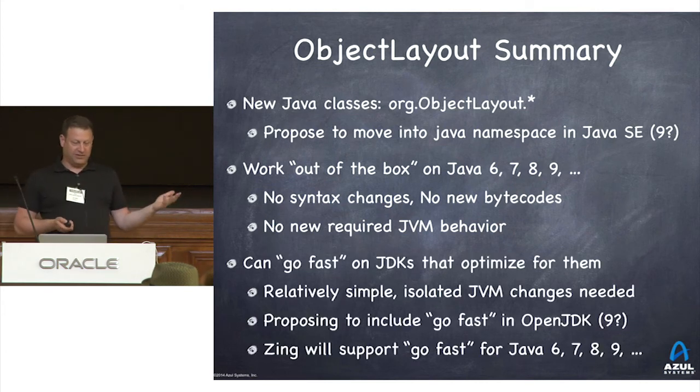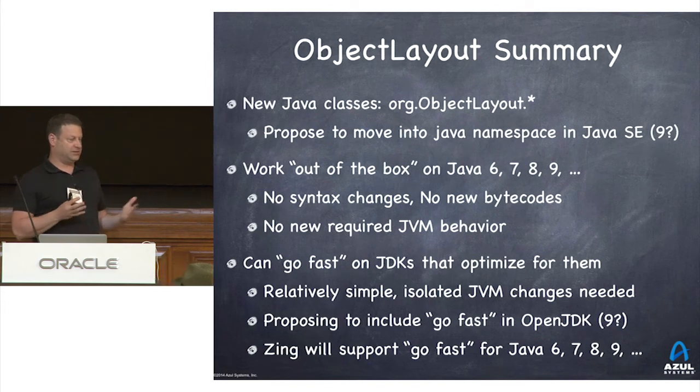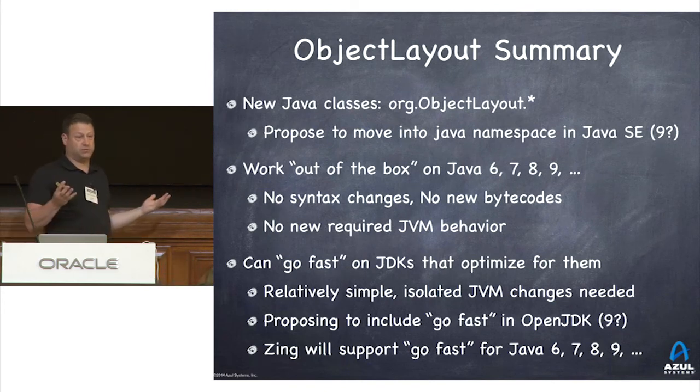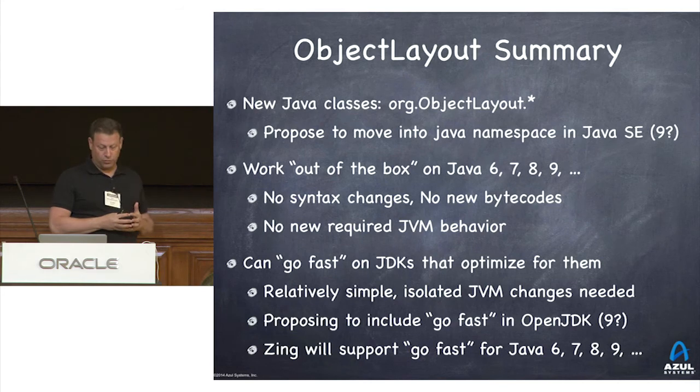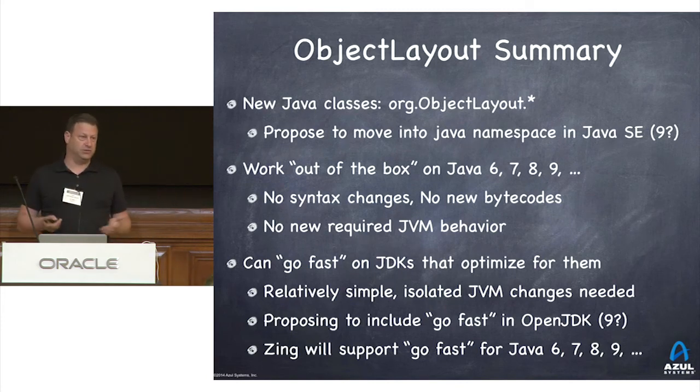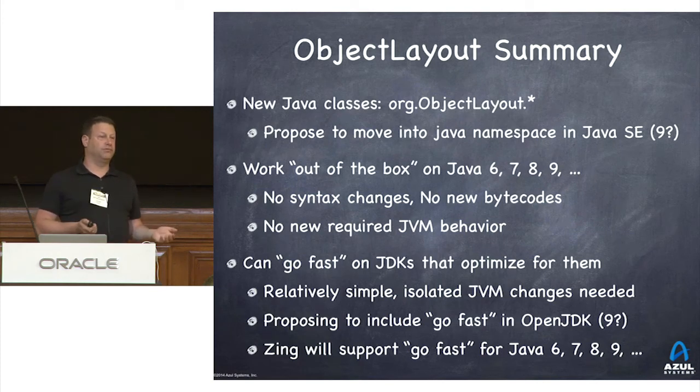So no new JVM behavior, no new bytecodes, no new language stuff. The go fast stuff is what JDKs will need to do. We'll contribute and take on the work of making OpenJDK do it. We're doing it for Zing. And anybody else that wants to do it should be able to do it fairly easily. But it shouldn't be required that you go fast. You just need to be able to support the class, and the class is vanilla and working.